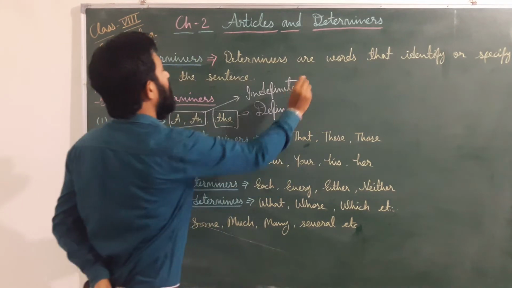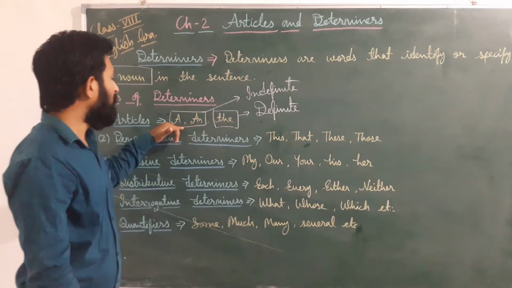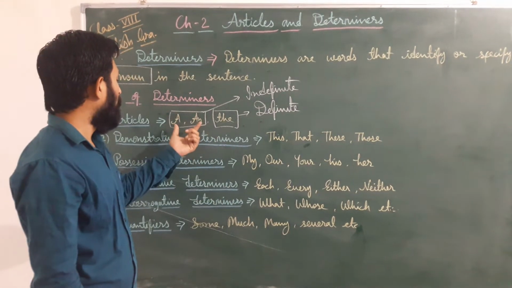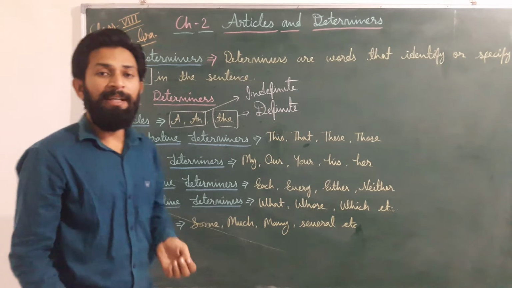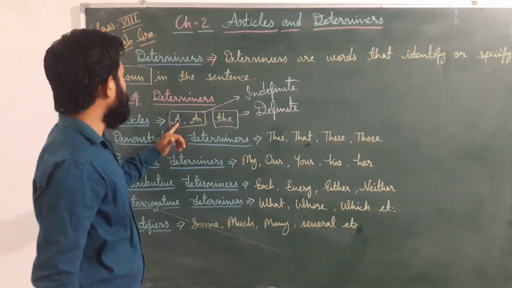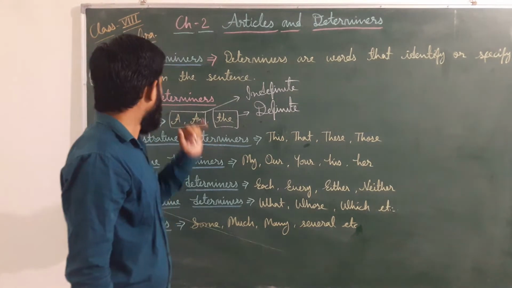Means in this case we are not sure whether a will come or an will come, because both are used for singular countable nouns, but there is a special condition for each one. For a, we can say that if any spelling starts with a consonant sound, then we have to use a. If any spelling starts with a vowel sound, then we have to use an.